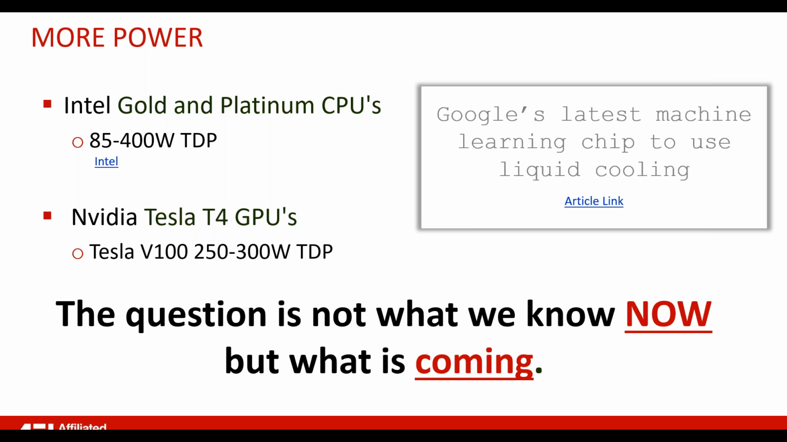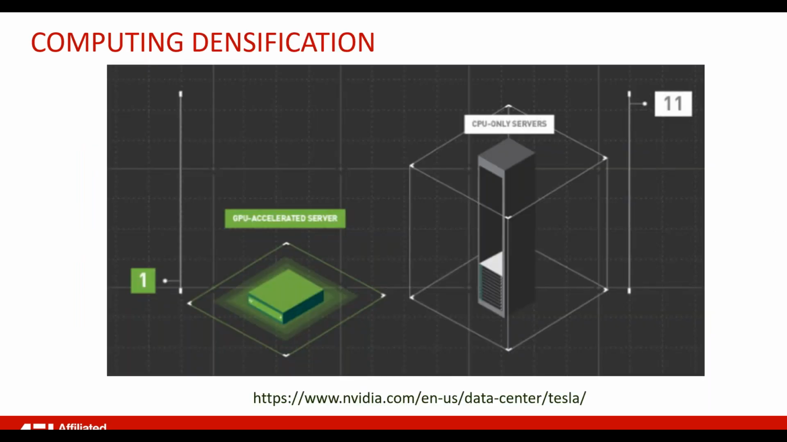And I'm not sure how many people saw this article come out relatively recently about Google also moving towards liquid cooling because of the machine learning chips out there. So the question is not what we know now, but what is coming. And that's everybody's crystal ball, right? What we know now is that chips are increasing in power density, they're getting hotter, and the computing density is obviously getting much greater.